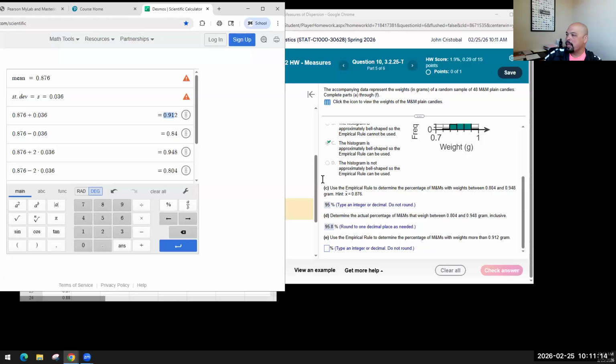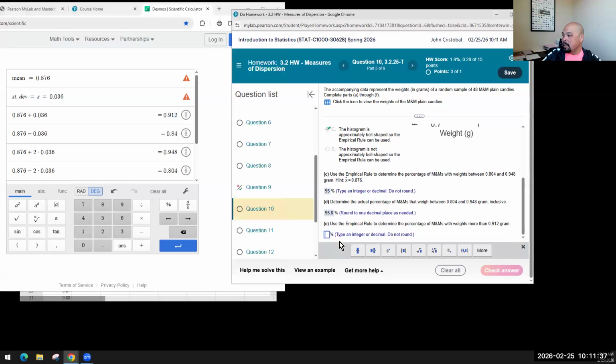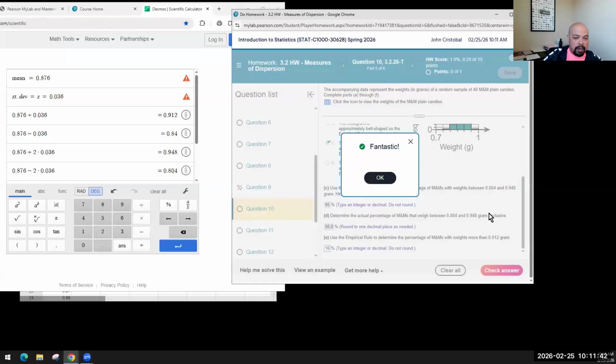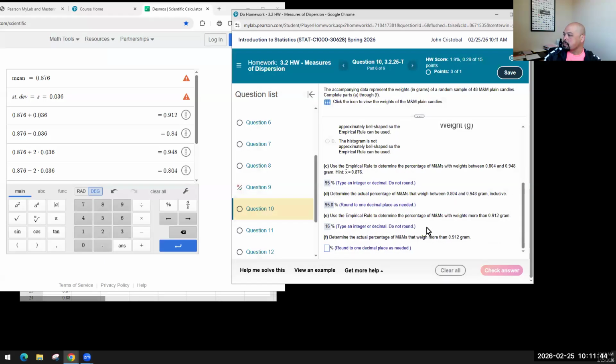0.912 grams, okay? And so with that work, remember it was 68% that are between. So that means that 32% on either side are either above or below that 1 standard deviation. If I want to be bigger, so I'm on that right side, if there's 32% total, half of it's going to be 16%. Let's see if I got that right. 16%, check. There we go, right? So there's that part.